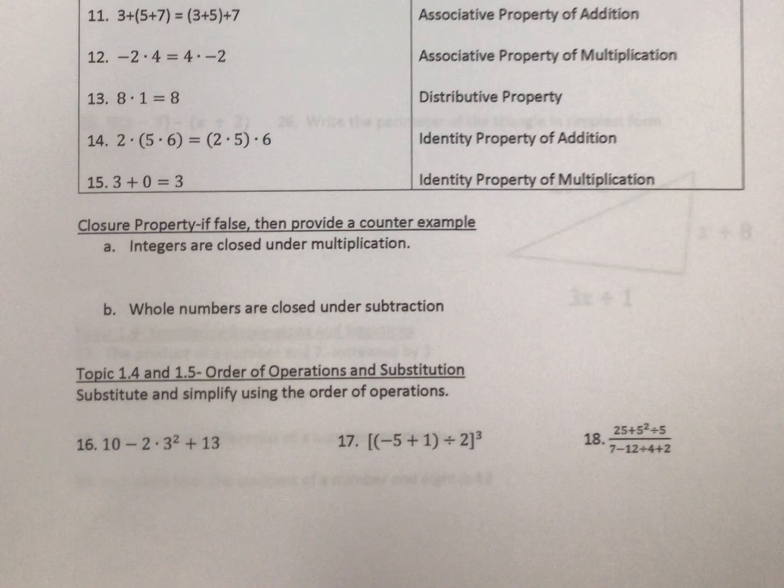So, A, integers are closed under multiplication. Well, I know integers are all whole numbers and their opposites. I think it's true, so I'm going to put true, but also I'm going to try some examples. Let's say 3 times negative 3. That's negative 9. Negative 9 is an integer. How about a negative and a negative? Negative 2 times negative 3 is positive 6. Positive 6 is an integer. So, yeah, that's true. I'll let you guys try B.